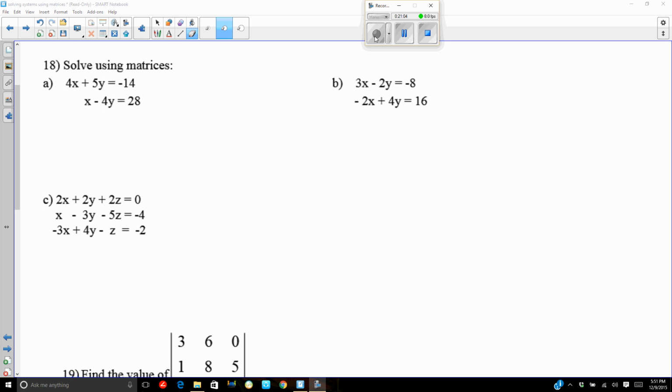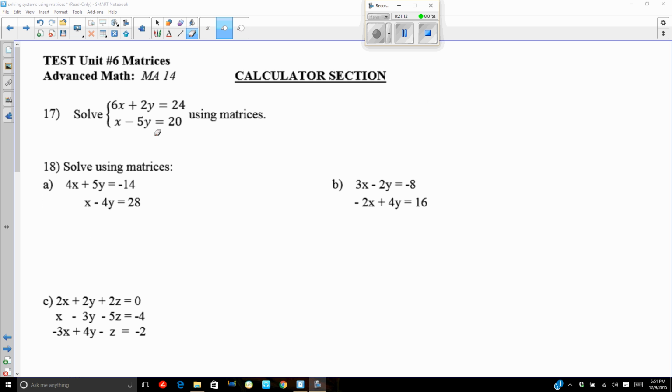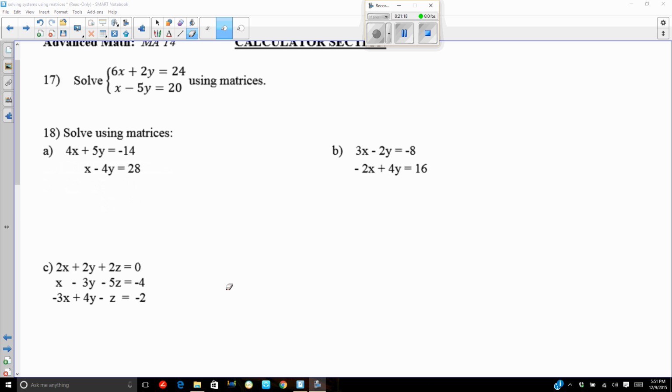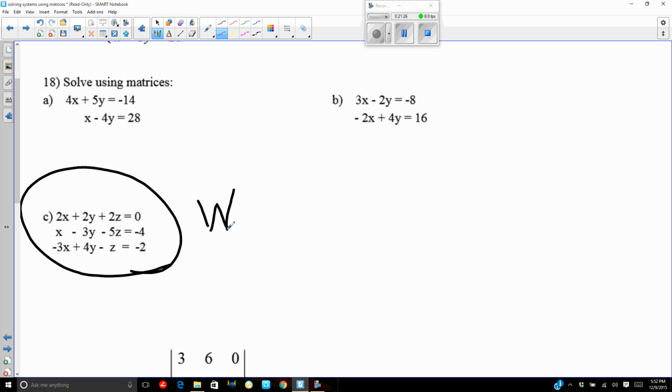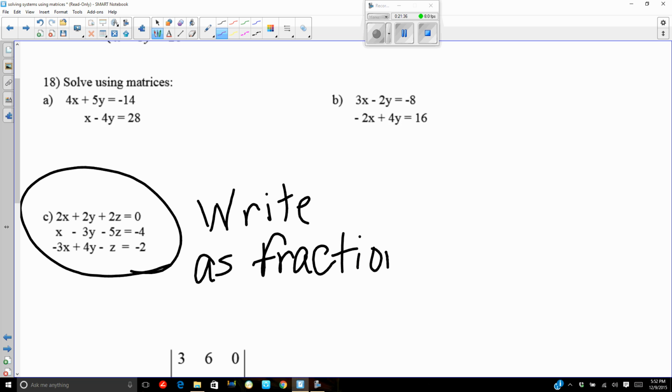All right, 18A, B, and C. I think you guys have got the hang of this. The same thing as number 17. We're just solving those using matrices. No different, just different numbers. So I'll leave 18A, B, and C for you guys. Just know for C, write your answers as fractions because you will get some messy decimals. So at the very end when you get your answer, you press math enter enter, math enter enter to get your decimals converted to fractions.